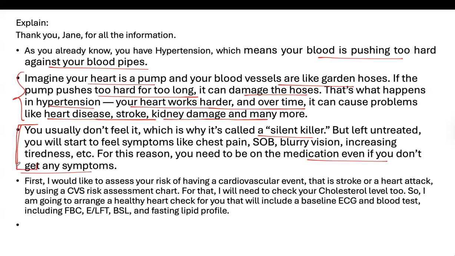That's how you motivate the patient. You have to explain why it is important, because most of these patients will feel that they are completely fine, so why would they take the medication?